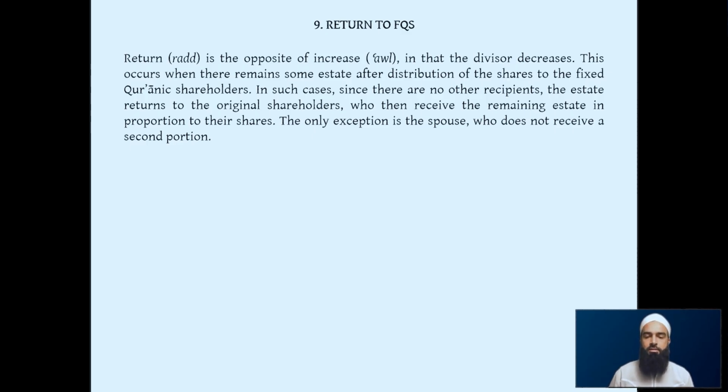So in such cases, since there are no other recipients, there are no other heirs to receive the remaining share, the estate returns to the original shareholders, to these heirs that are currently there, who then receive the remaining estate in proportion to their shares. The only exception is the spouse, who does not receive a second portion, meaning they don't receive a second distribution when we are distributing like this. So this is why it's a return to fixed Quranic shareholders, meaning the ones that are by way of lineage only.